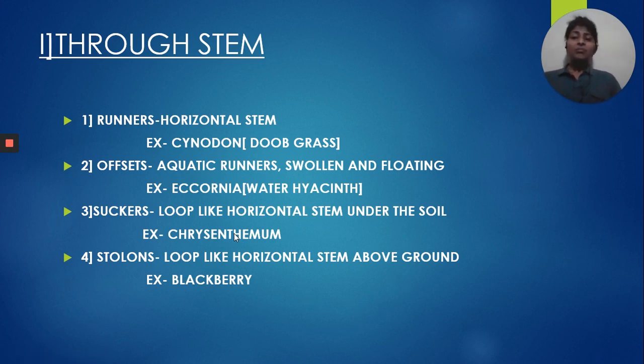Here, some of the stems I have mentioned are runners, offsets, suckers, and stolons. These are all also called subaerial stems. Subaerial stems means some part of the stem is found inside the soil, that means buried inside the soil, as well as some parts outside of the soil, that means in the air. So first is runners. What are these stems?